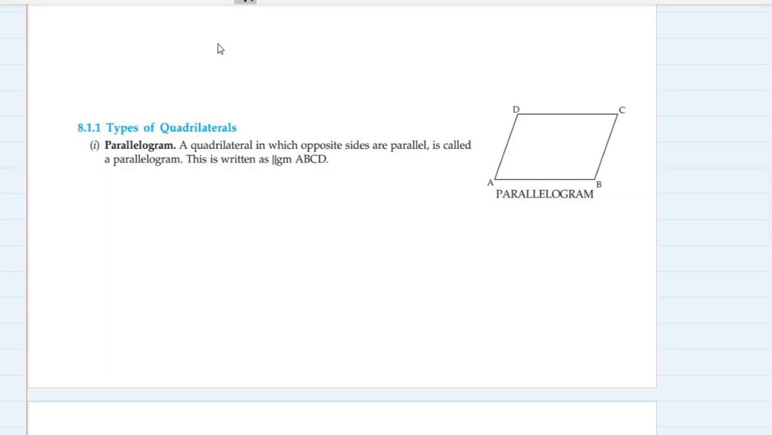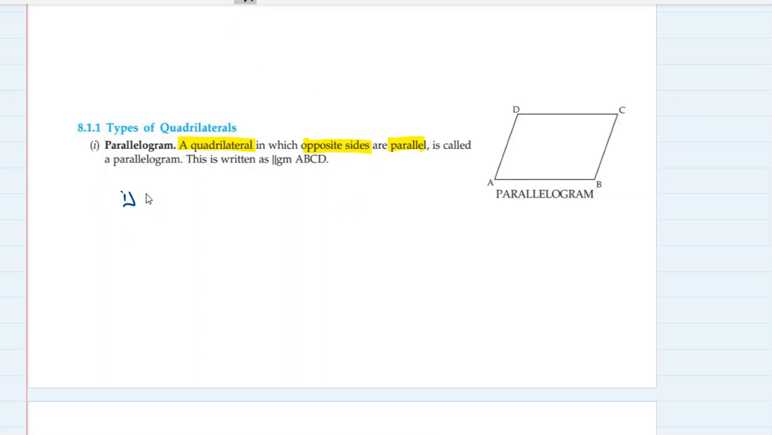All right, so let's list the properties of a parallelogram. What is a parallelogram? A parallelogram is a special quadrilateral in which opposite sides are parallel. Both pairs of opposite sides are parallel. So let's list the properties of a parallelogram.